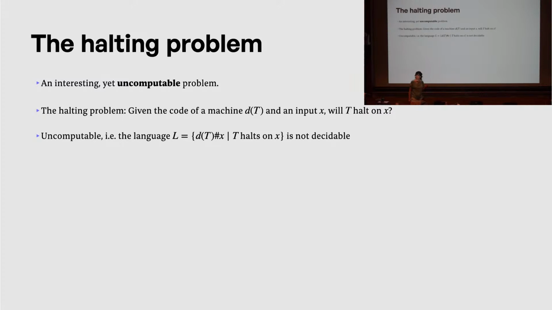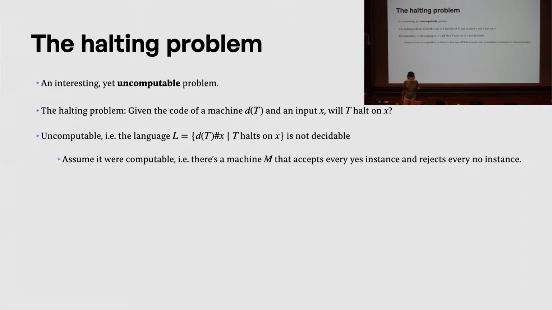Now, this is uncomputable, which is another way of saying that the language consisting of the description of t followed by the input, such that now we write a condition in words which cannot be translated to a finite set of transition rules of a machine, okay? Or to a grammar, okay? Such that t halts on x. So this language is not decidable. Remember that decidable was defined as the intersection of recursively enumerable and co-recursively enumerable. In fact, it's recursively enumerable, but it's not co-recursively enumerable. So technically, it's semi-decidable.